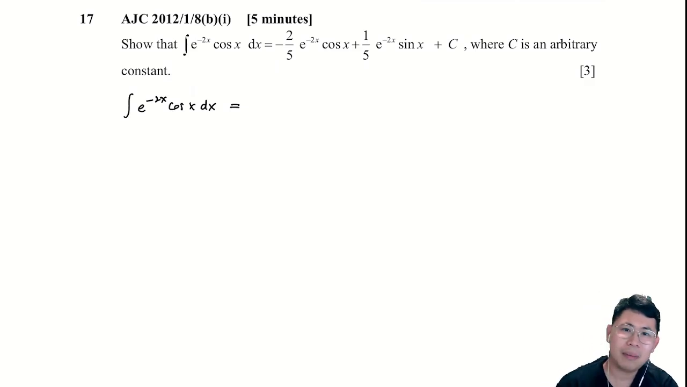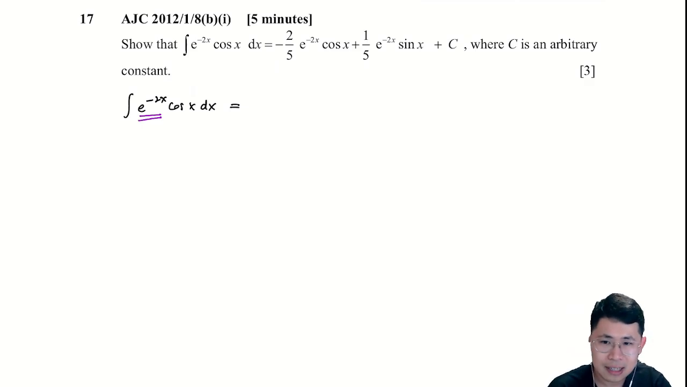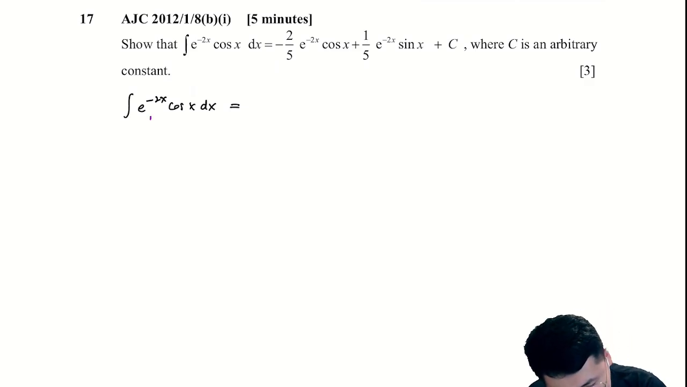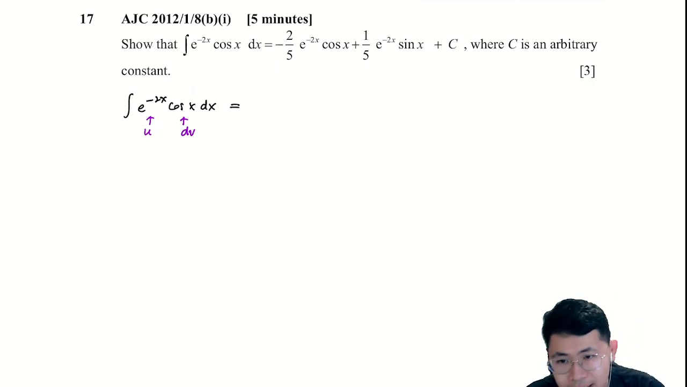Yeah, actually it doesn't really matter. Okay, so for this case itself, because it's easier to differentiate this e, I will just let this be u. Okay, and then this one will be dv. Okay, so let's write this at one side.